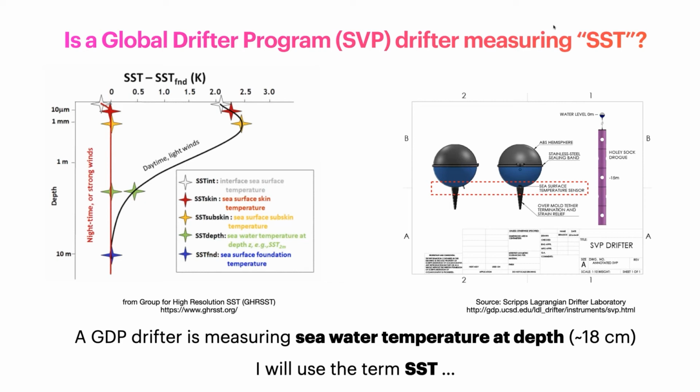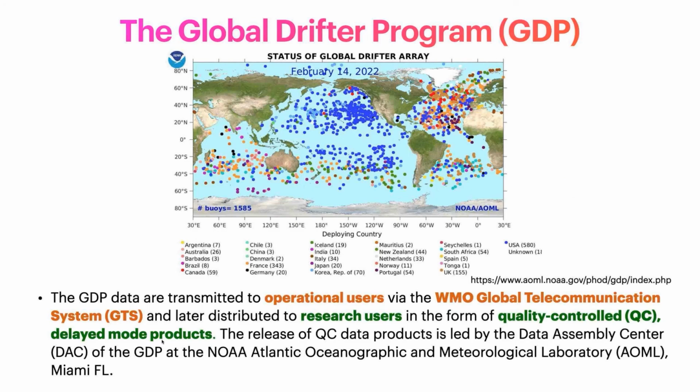As an example, at nighttime or in strong wind conditions, a profile of temperature as a function of depth would look like the red vertical line on the left. On the other hand, in daytime conditions or light winds, the profile of temperature as a function of depth will look like the black curve on the left here. So in conclusion, I have talked with a couple of people, and you can say that the temperature measured by a drifter is really the seawater temperature at a depth of 18 centimeters. But for the rest of this talk, and for brevity, I will just use the term SST.